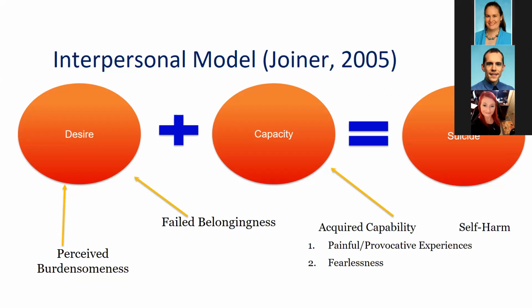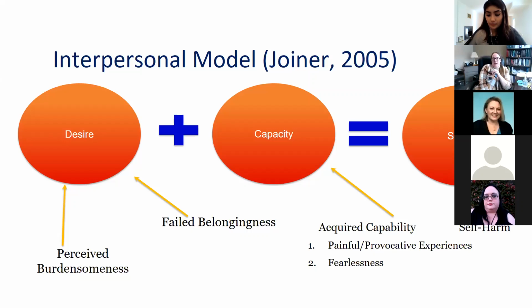Then getting into the capacity side. Joiner believed that humans in general don't all have the capacity to engage in the likely painful behavior that would be necessary to engage in suicide. However, he was very aware that through life experiences, some people do have that capacity, and that capacity is necessary in order for somebody to engage in suicidality. Some thoughts about this acquired capacity include really painful, provocative experiences in a person's life. This could be chronic illness, victims of trauma, or combat exposure. It could be this habituation to injuries or death that makes a person unafraid of their own death. This is suggestive of people in the military, police, and EMTs. They become very desensitized to these painful, provocative experiences.